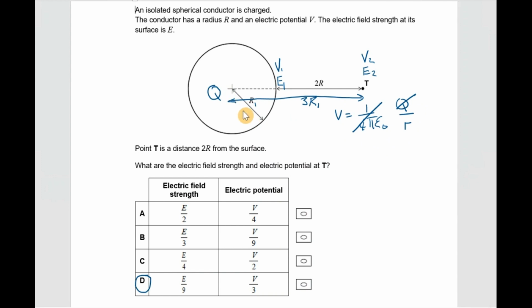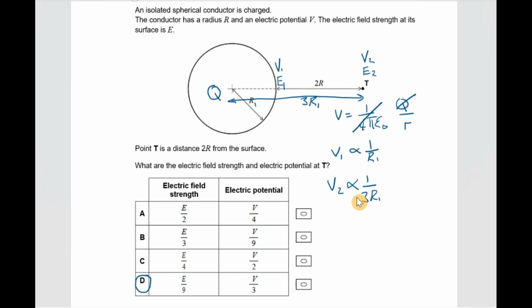So for condition 1, the potential V1 is proportional to 1 over the distance in condition 1, capital R1. For condition 2, again ignoring the constant term and the charge, V2 is proportional to 1 over, and again, that distance now is 3R1.